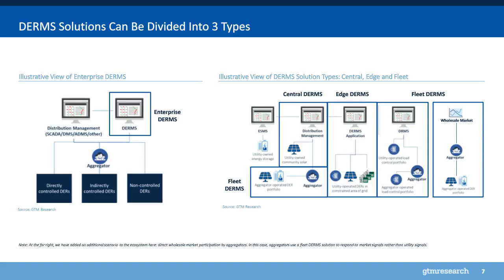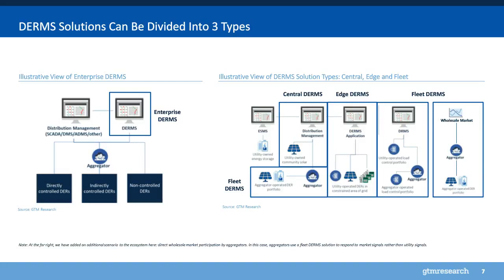So what we've seen develop is essentially these three models, and oftentimes they're tied to not just the vendor capabilities, but also the requirements from the utilities and or third parties that are actually purchasing this software. The most common model that we find is what we call fleet DERMS. These applications are largely focused on addressing wholesale market needs, getting DERs aggregated so they can actually access value streams at the wholesale level.